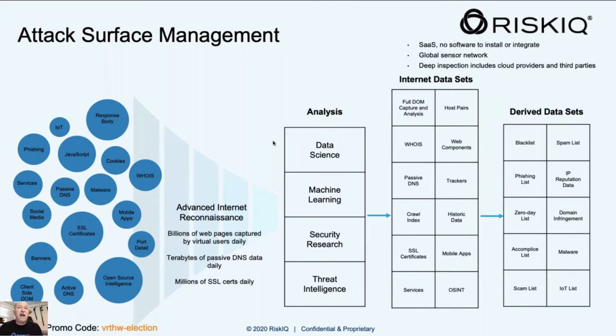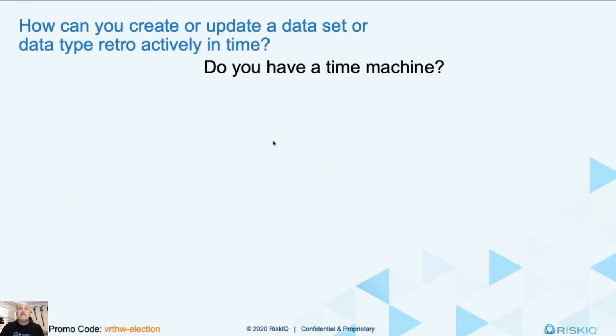And then we have these derived data sets that might be what's been blacklisted, newly observed domains, things that are bad that people are linking to. That's our accomplice list. Scams, IoT, malware, domain infringement, all these different types of things. So how does that help you?